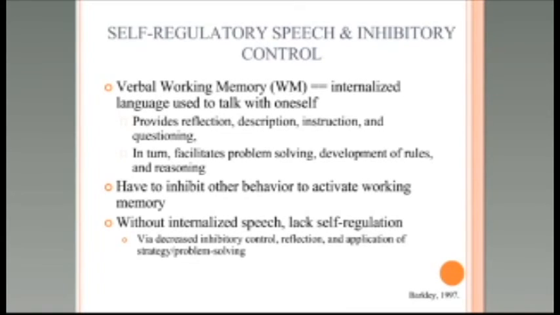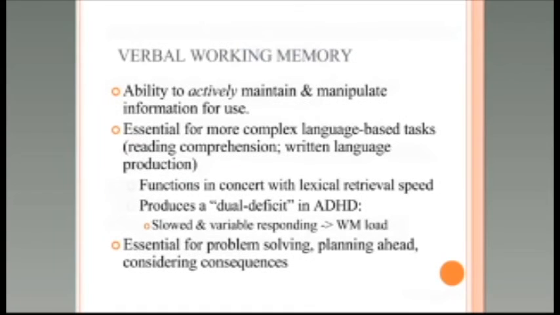That's broadly speaking. But generally speaking, what you see is that weaknesses in verbal working memory, at core, potentially this weakness in internalized language used for self-regulation, result in difficulties regulating mood or affect, motivation, arousal, or attention, and give rise to difficulty with reflection and application of strategy and problem solving. So this idea that you have to inhibit other behaviors in order to activate your working memory is a particular area of weakness in youth with ADHD.